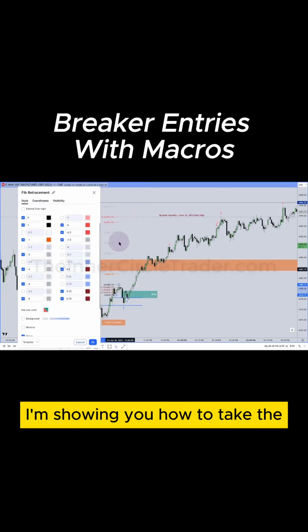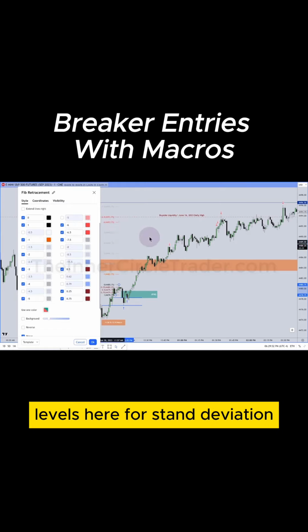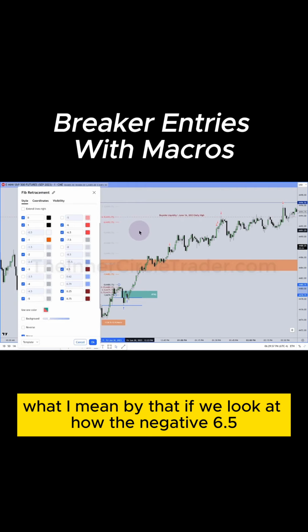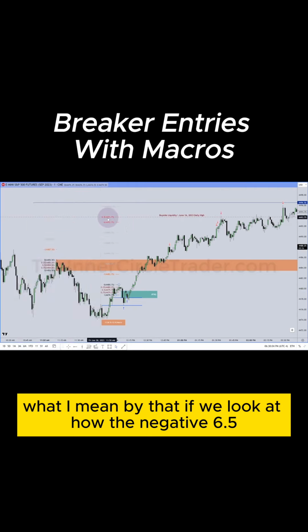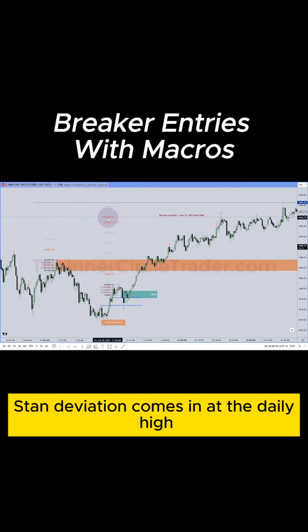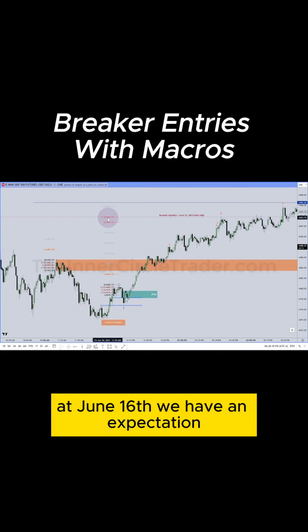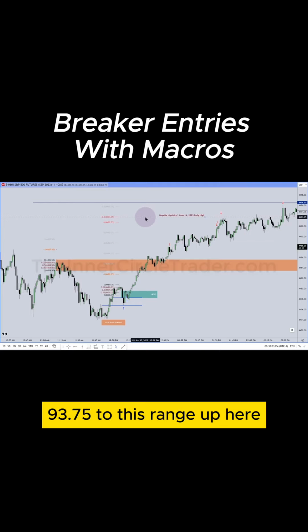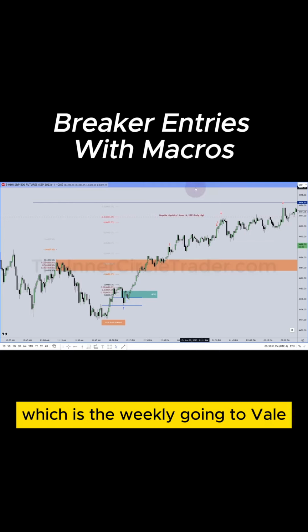What I'm doing is I'm showing you how to take the levels here for standard deviation, and when they agree with a range of liquidity, what do I mean by that? If we look at how the negative 6.5 standard deviation comes in at the daily high at June 16th. We have an expectation that the market will reach up into the liquidity above this high at 4493.75 to this range up here, which is the weekly volume imbalance.